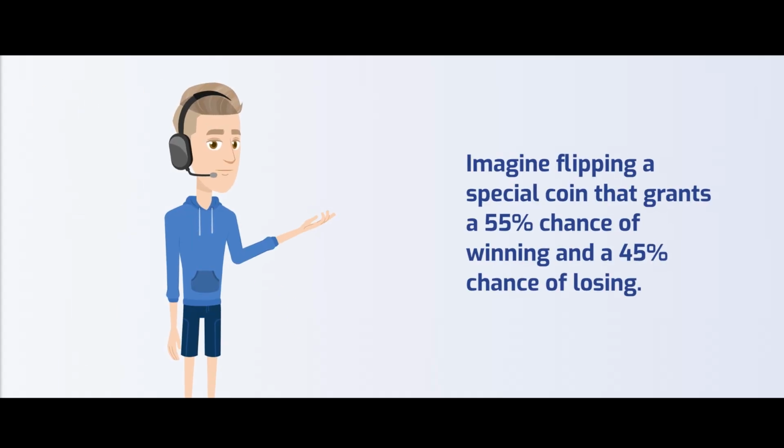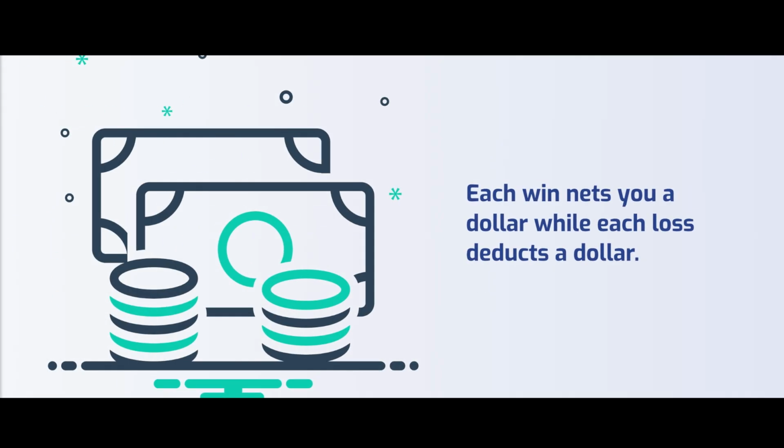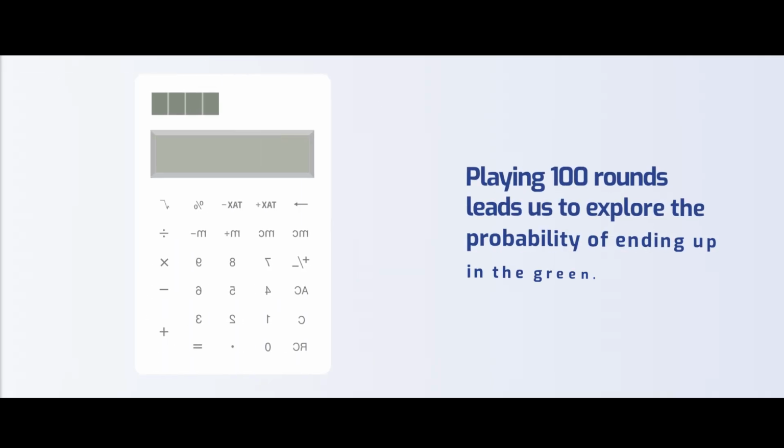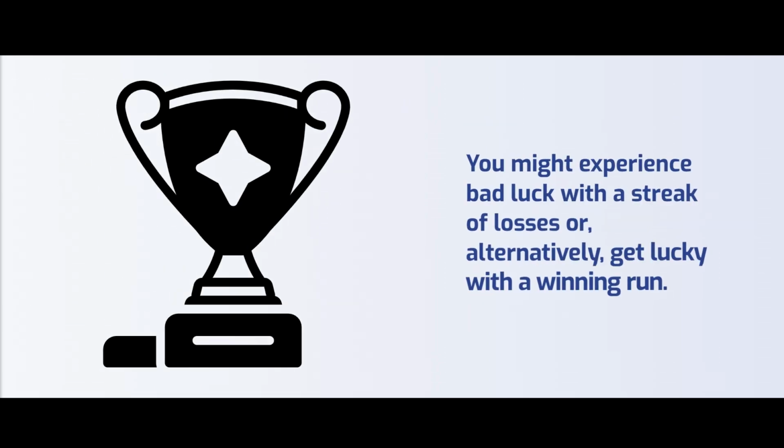Imagine flipping a special coin that grants a 55% chance of winning and a 45% chance of losing. Each win nets you $1 while each loss deducts $1. Playing 100 rounds leads us to explore the probability of ending up in the green. While it seems straightforward to figure this out, after all, you win more than you lose, the randomness can still play tricks. You might experience bad luck with a streak of losses or, alternatively, get lucky with a winning run.